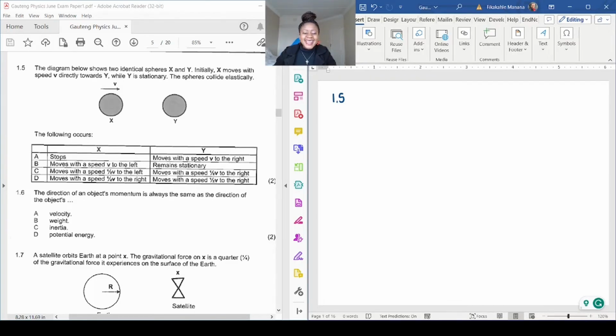D, X moves with the speed half to the right and Y moves with the speed half to the right. So both go that way? No. When I think about this question and how to answer it, by the way, I'm going to go with A, that X stops while Y moves with the speed V to the right.